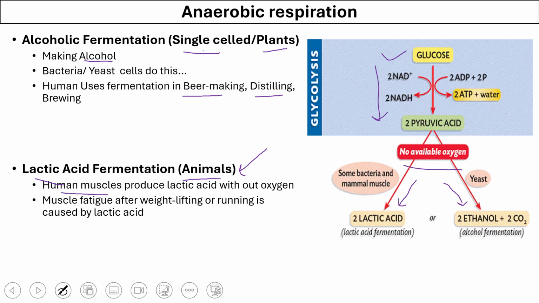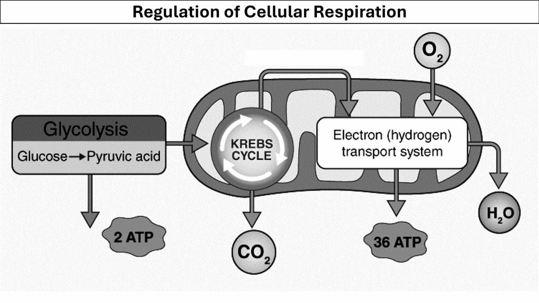When we work out a lot and we do not have enough oxygen, the body enters into anaerobic respiration and we have accumulation of lactic acid in our muscles, which leads to muscle fatigue. After some time, when you're done with working out, the lactic acid is then decomposed and the muscle fatigue is gone. Now let's look at the factors which can regulate the ATP production through cellular respiration.